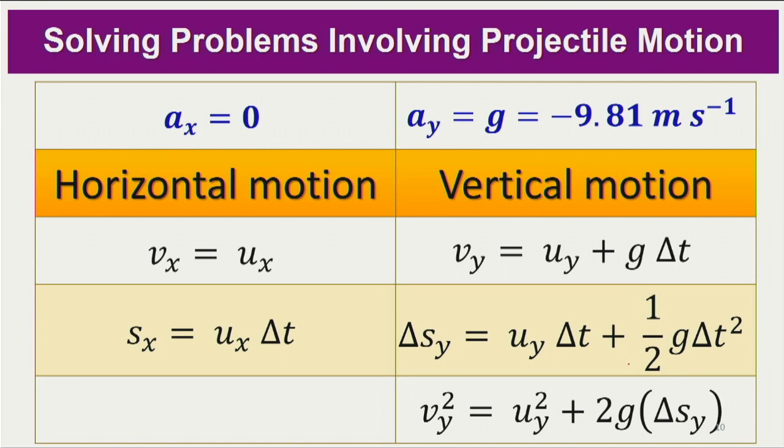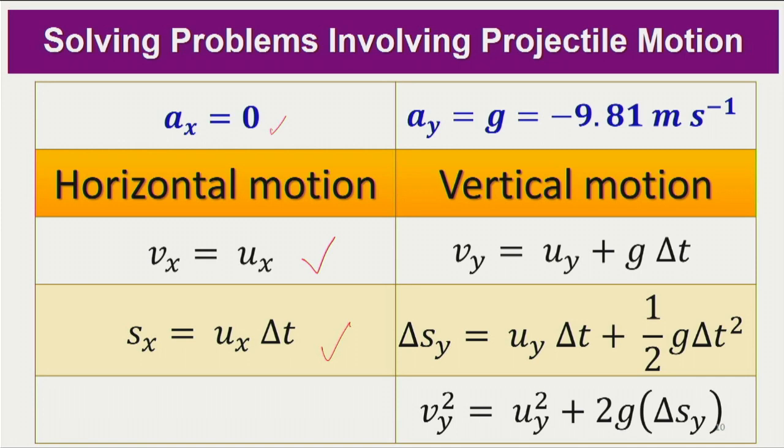We divide it into horizontal motion and vertical motion. We have discussed before that for horizontal motion, since Vx is constant, Ax equals 0. The possible equations for horizontal motion are Vx equals Ux and Sx equals Ux times delta T. Now look at the vertical motion.